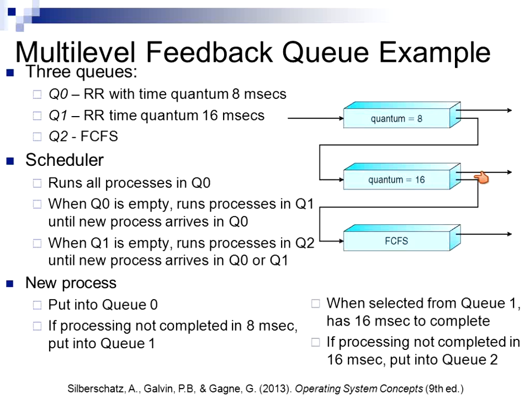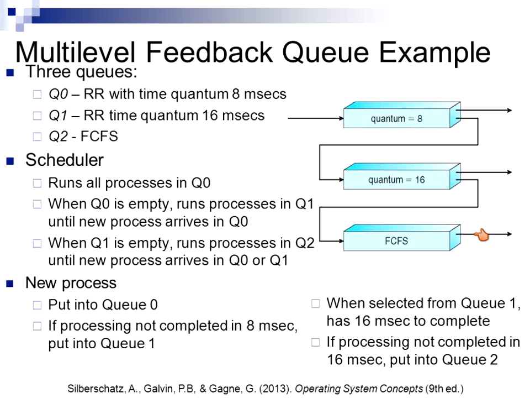Okay, so now when the CPU gets around to being allocated to Q1, that process will have an additional 16 milliseconds to complete. If it doesn't complete in those 16 milliseconds, it might get moved down to Q2, which is a first come, first serve low priority queue. Okay? So you can see how it just keeps getting more and more complicated.